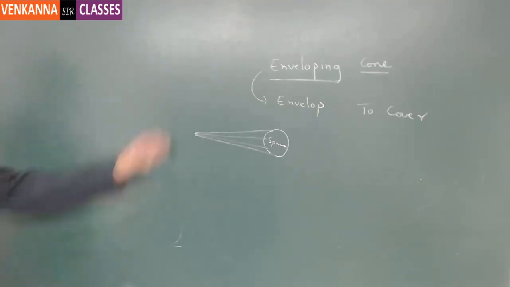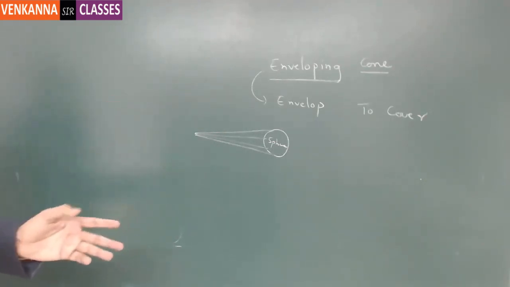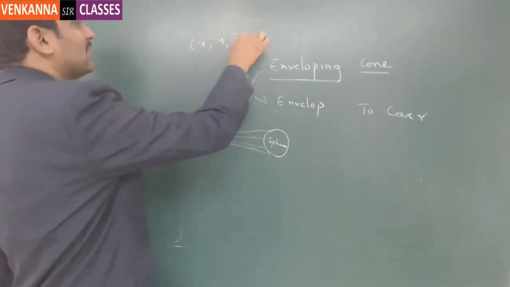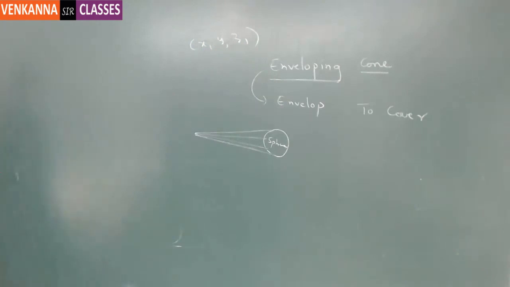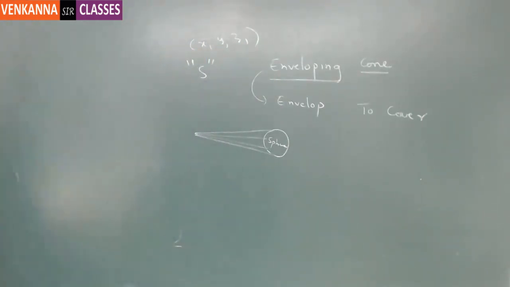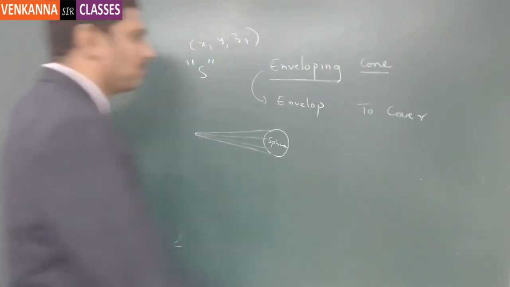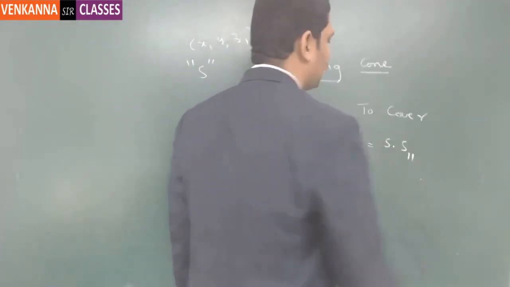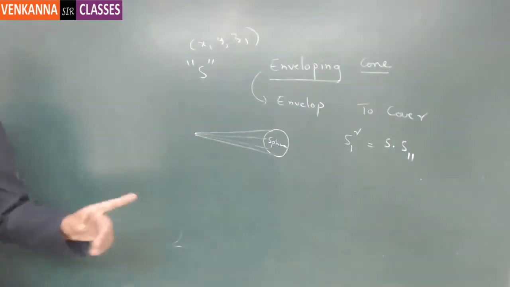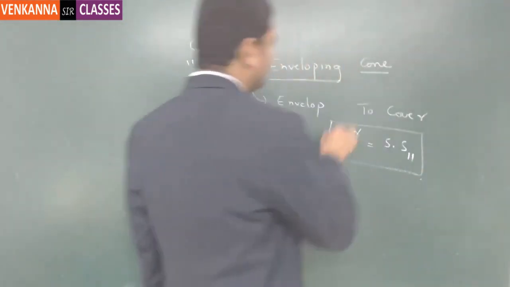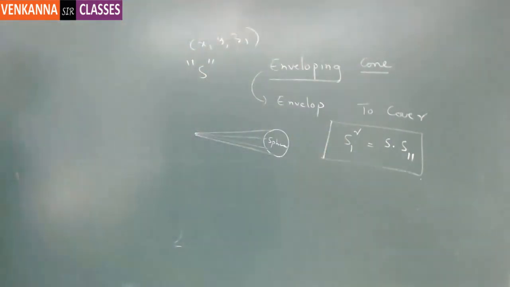So let me say how to calculate its equation. I'll give the formula straight away. If x1, y1, z1 is the point and S is the sphere generally, then the equation of the enveloping cone is S1 square equals S into S11. This is the formula we use to calculate the equation of the enveloping cone or tangent cone, whatever you say.